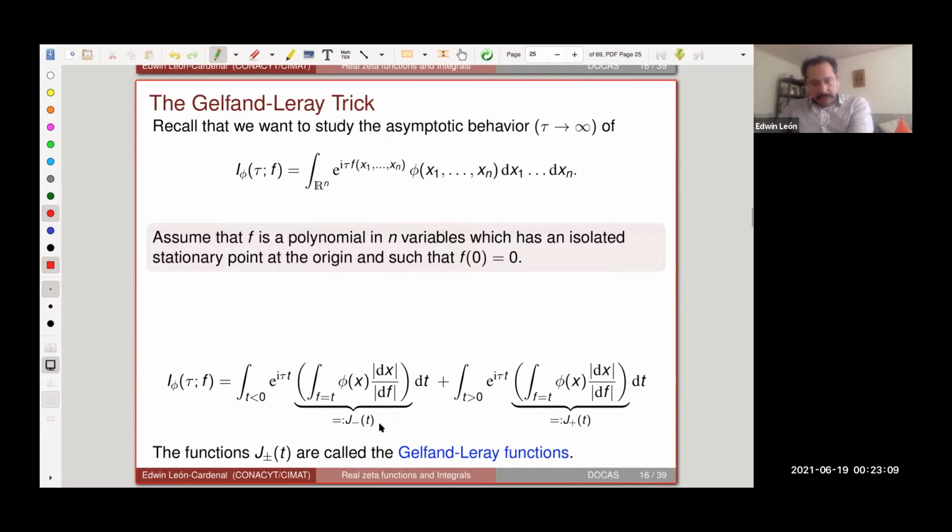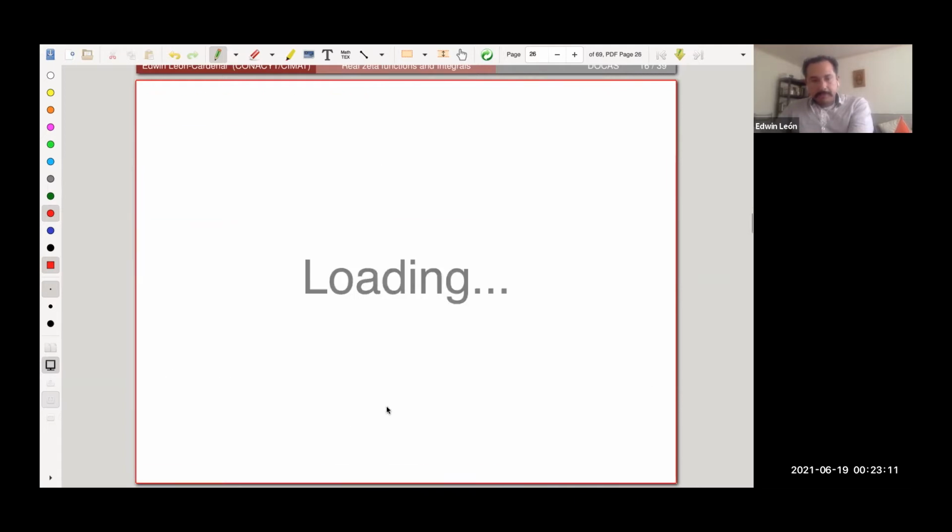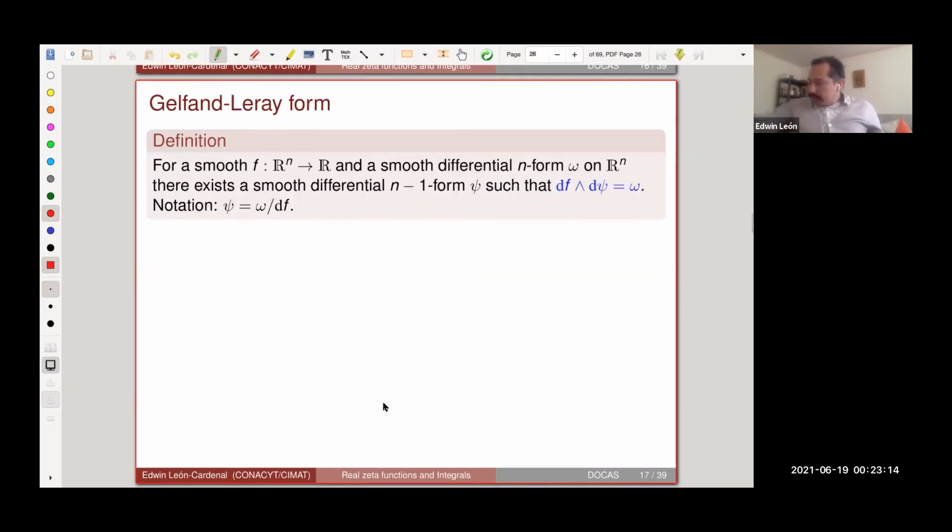These functions are called the Gelfand-Leray functions, okay? So what is behind this thing is the definition of the Gelfand-Leray form. So you have a smooth function f from R^n to R and a smooth differential n-form omega, and there exists a smooth differential n-1 form psi such that this equation here holds. Okay.